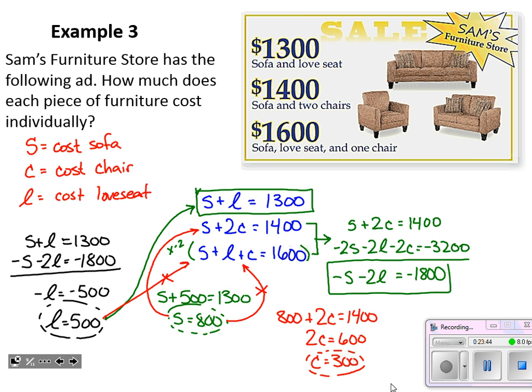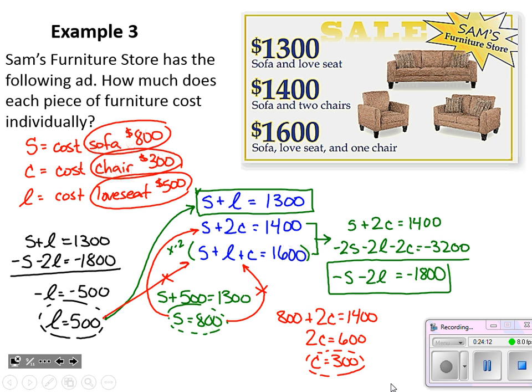All right, so we did it. I want to be sure that we answer the question. So the sofa, we said that was $800. Be sure that we're labeling that. There's part of our answer. The chair was $300, answering that with units, dollars, right? And then the love seat was $500.